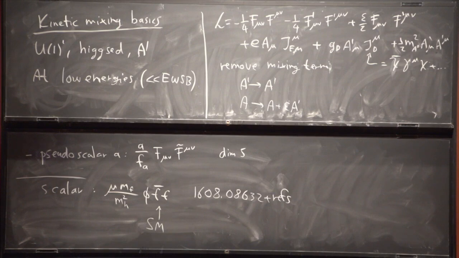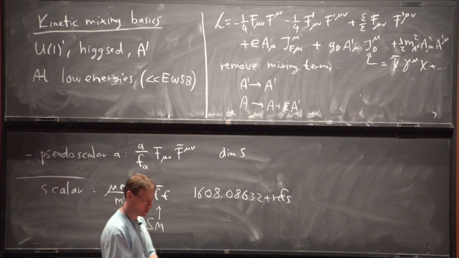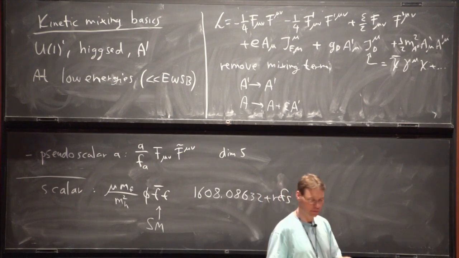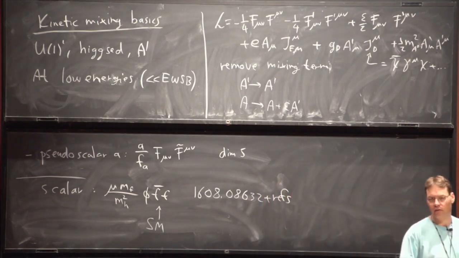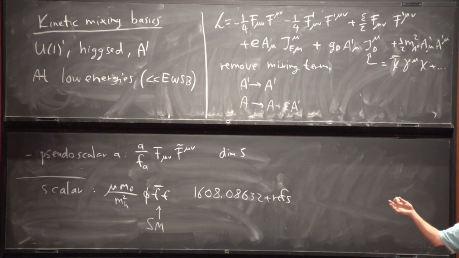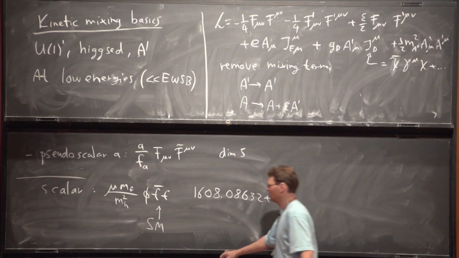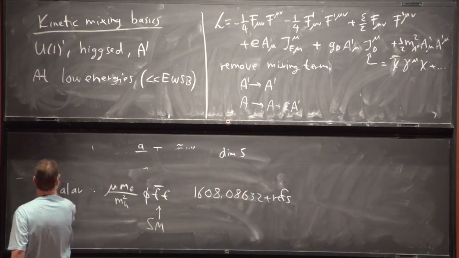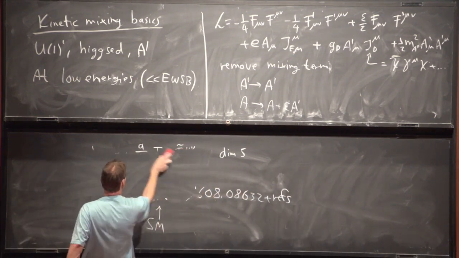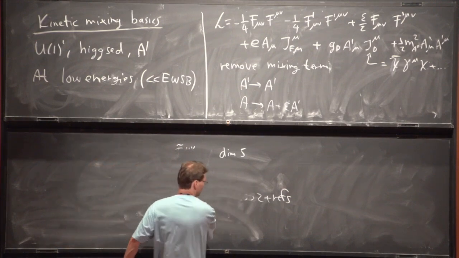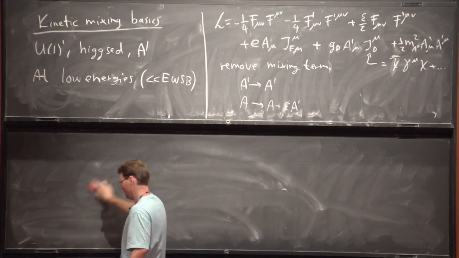We can imagine scenarios where the kinetic mixing is absent at some high scale. For example, if we embed one of the U1s, the hypercharge U1, into a grand unified theory, then we would only generate the kinetic mixing term below that scale. So at the GUT scale, it's 0, and below that scale I could generate it, for example, through some loop of heavy particles which interact both with hypercharge and with the dark U1.